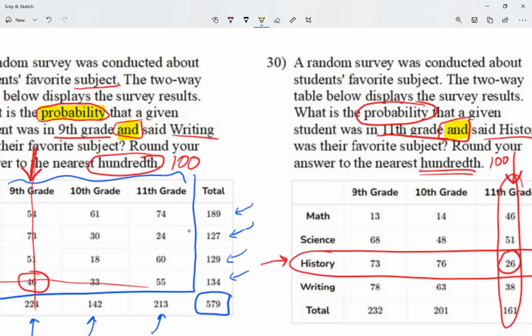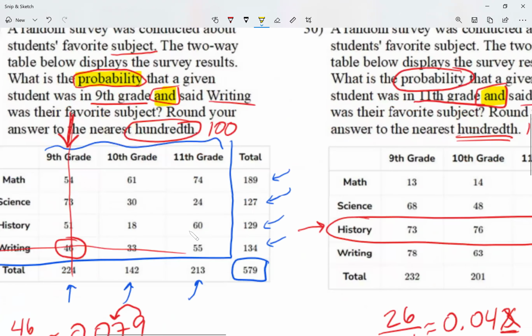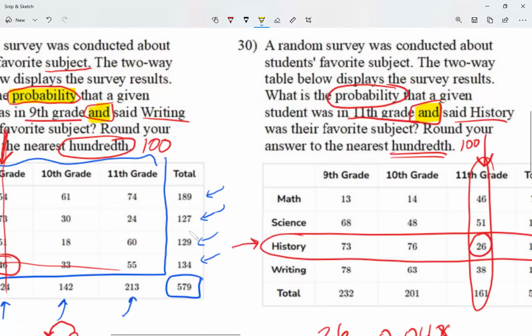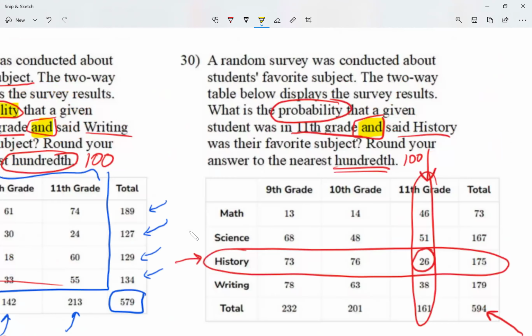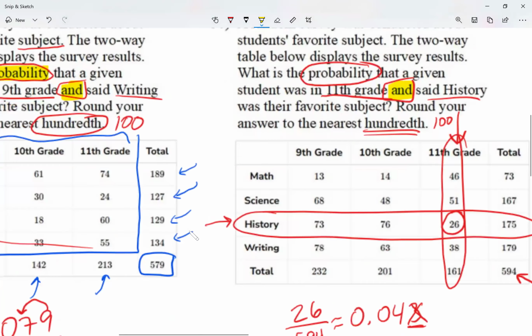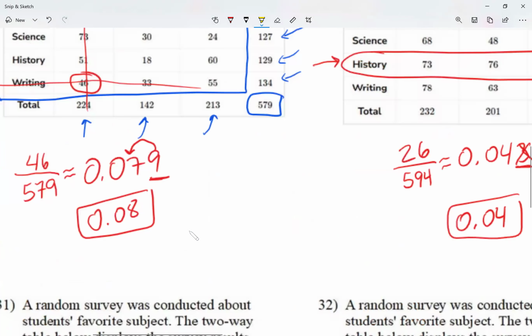Now do notice for questions 29 and 30, I was using the word and. Things change when we use the word or. When I use the word and, notice that for question number 29, ninth grade and writing had to meet at, in this case, 46. For question number 30, 11th grade and history, those two had to meet. So that's when we use the word and. It is a little different when we use the word or. So let's take a look at the word or.